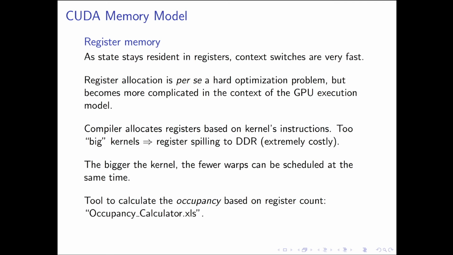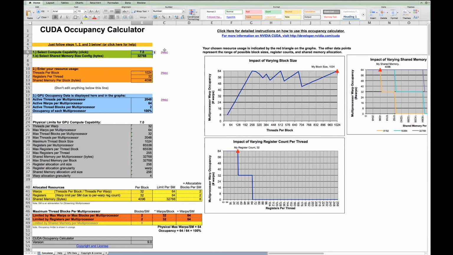There's a tool that we can use to determine the optimal block size. The tool is just an Excel sheet, and it's called the occupancy calculator. I would propose that we have a quick look at it. This is it. It is just an Excel sheet that can be found in the tools directory of your CUDA installation. The Excel sheet allows you to enter certain parameters, like for instance the compute capability of your device.